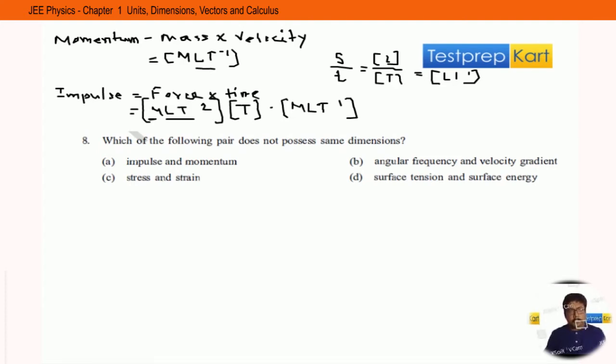So the momentum dimension is M L T to the power negative 1. The impulse dimension is M L T to the power negative 1. So which of the following pair does not possess same dimensions? Both possess the same dimension, so it can't be. Now option B, angular frequency and velocity gradient.